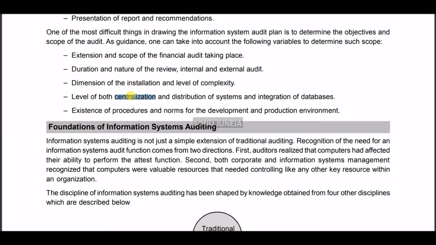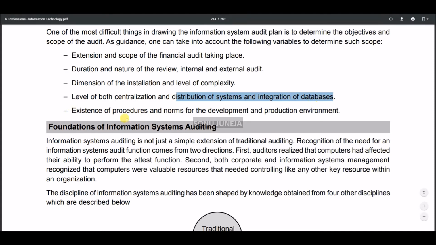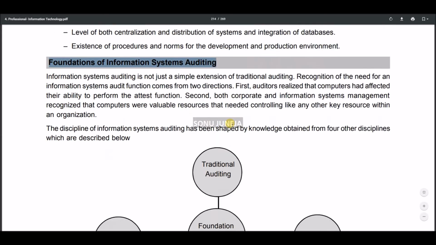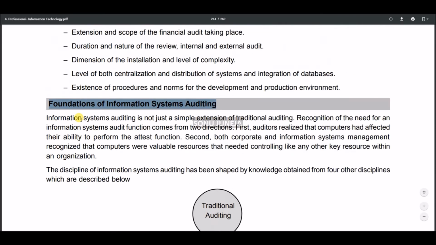So you need to check what the level of centralization is, what the level of server base is and the distribution through this server, and the integration of the data which is on the server as a database. Now the extension, procedure and norms for developing and production environment, foundation of information system auditing. Let's see.